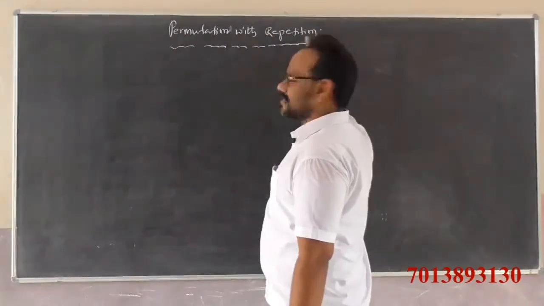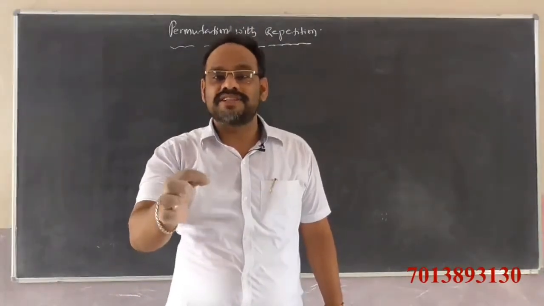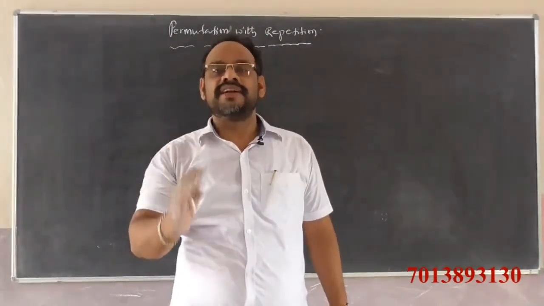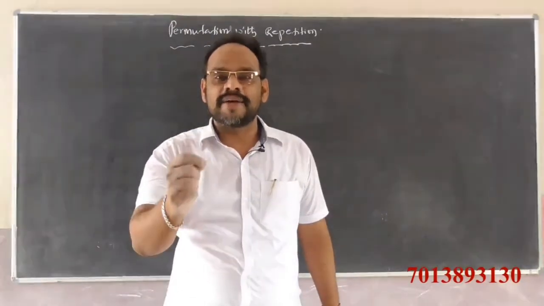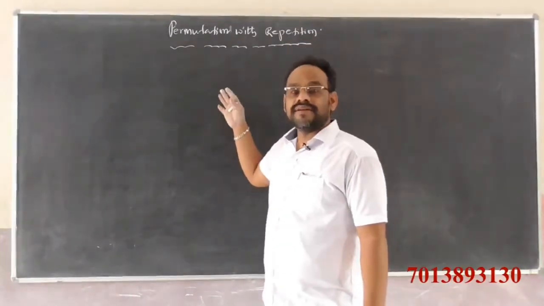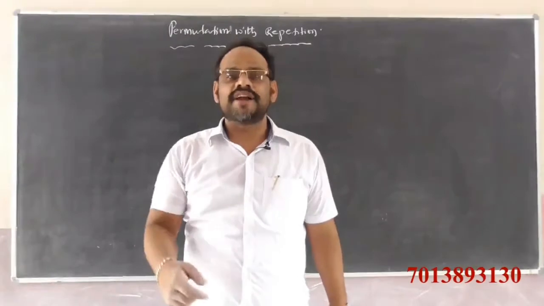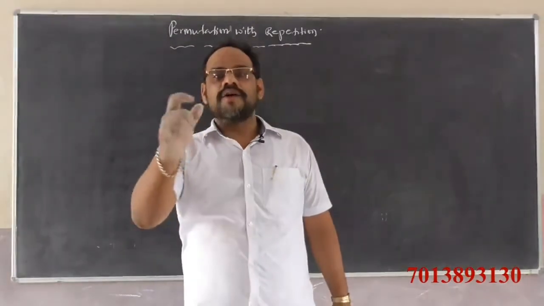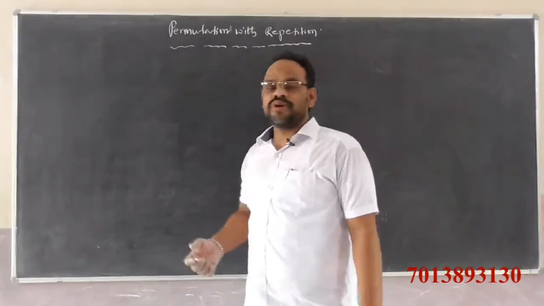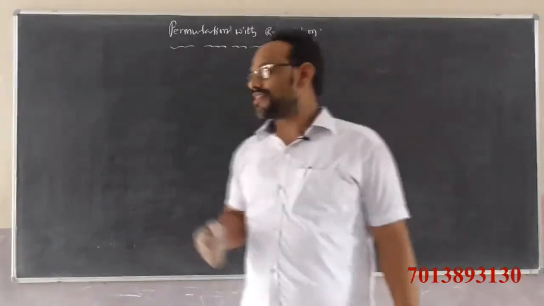Permutations with repetitions. Here, the number of permutations of n distinct, dissimilar things taken r at a time, where the things can be repeated any number of times, is nothing but repetition is allowed. What is the formula? How to calculate the number of permutations of n dissimilar things taken r at a time when repetition is allowed? Let us discuss one theorem here.